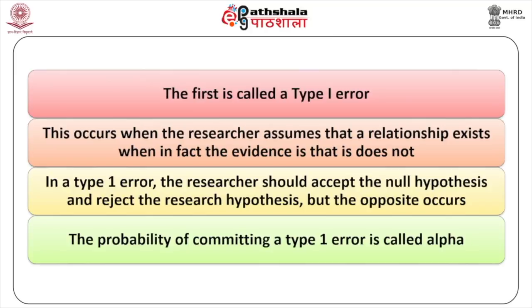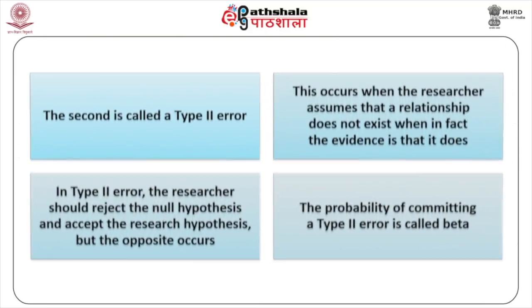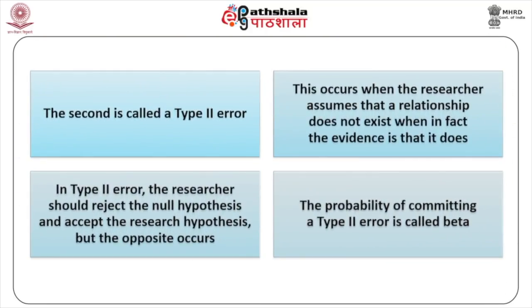The probability of committing a type 1 error is called alpha. The second type of mistake is called the type 2 error. This occurs when the researcher assumes that a relationship does not exist when in fact it does exist. In type 2 error, the researcher should reject the null hypothesis and accept the research hypothesis, but the opposite occurs, and the probability of committing a type 2 error is called beta.